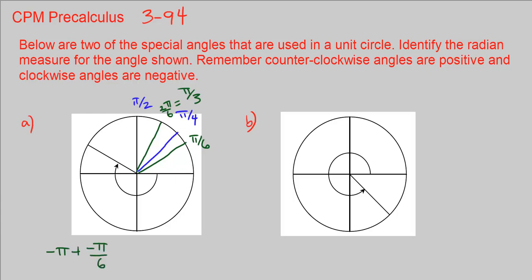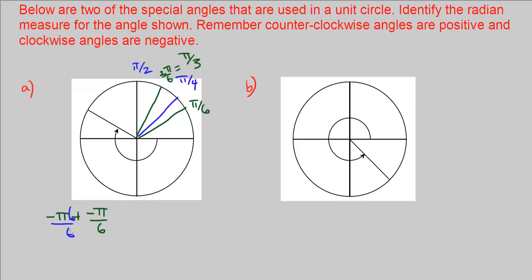So we need to add these by finding a common denominator. It's over 1 now, so if we multiply this by 6 over 6, we're going to get the common denominator of 6. Now we can add the numerators. Negative pi times 6 is negative 6 times pi, plus negative pi equals negative 7 pi in the numerator, and 6 is still in the denominator. And that is the radian measure of this angle.